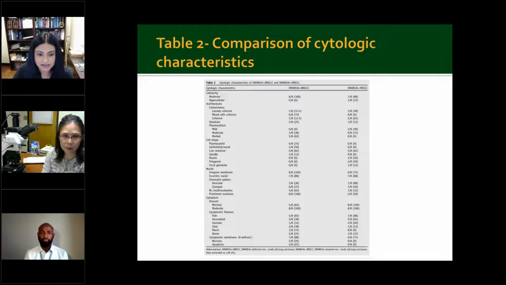And lastly, the mention down here of necrosis and apoptosis. So necrosis and apoptosis both seen only in the deficient group and not in this study when we looked at the non-small cell cancers with retained BRG1.